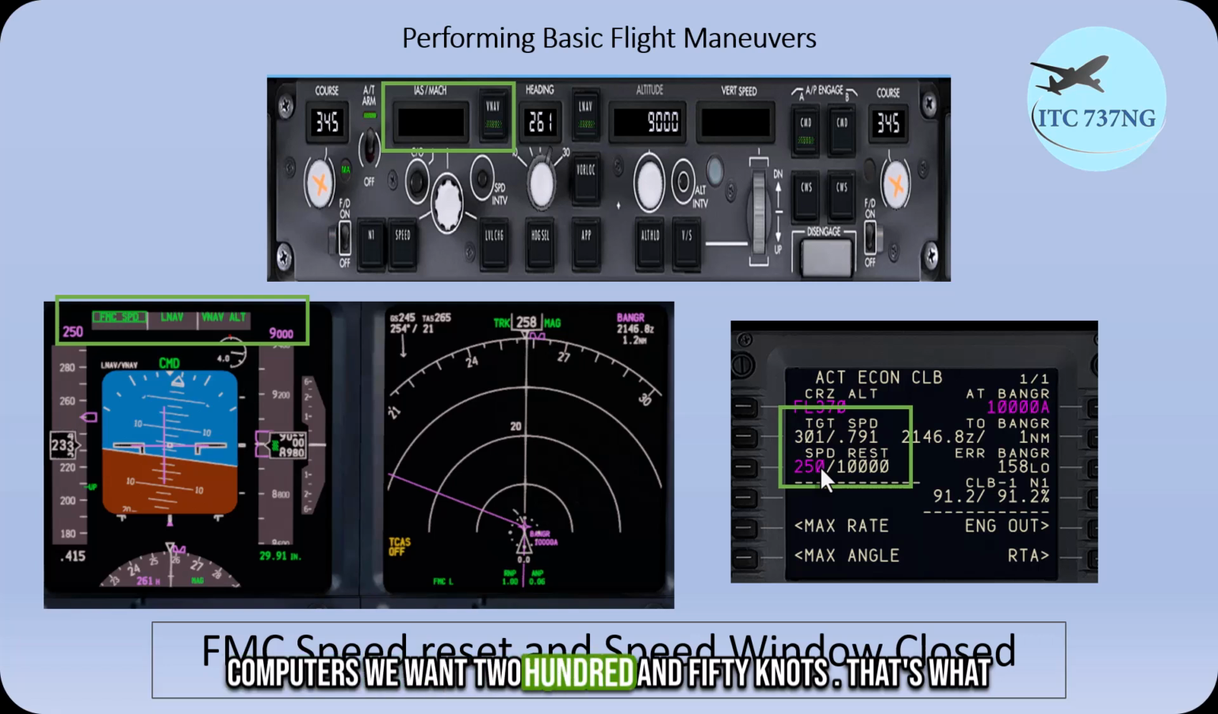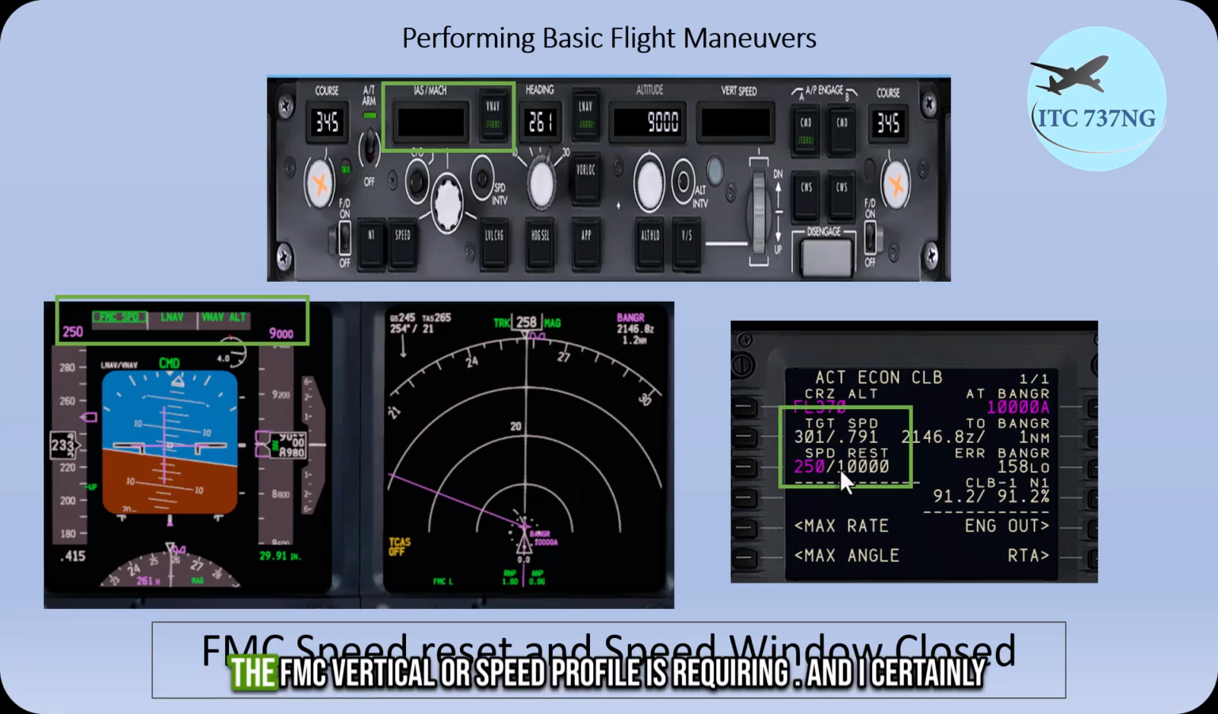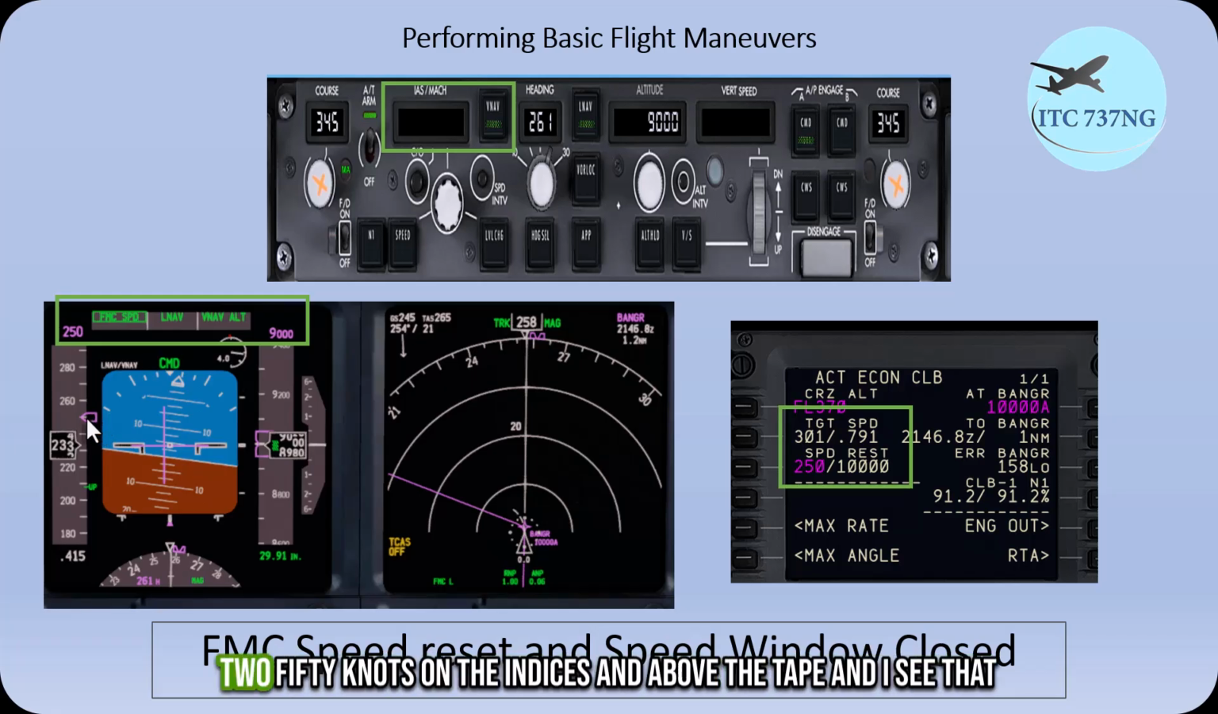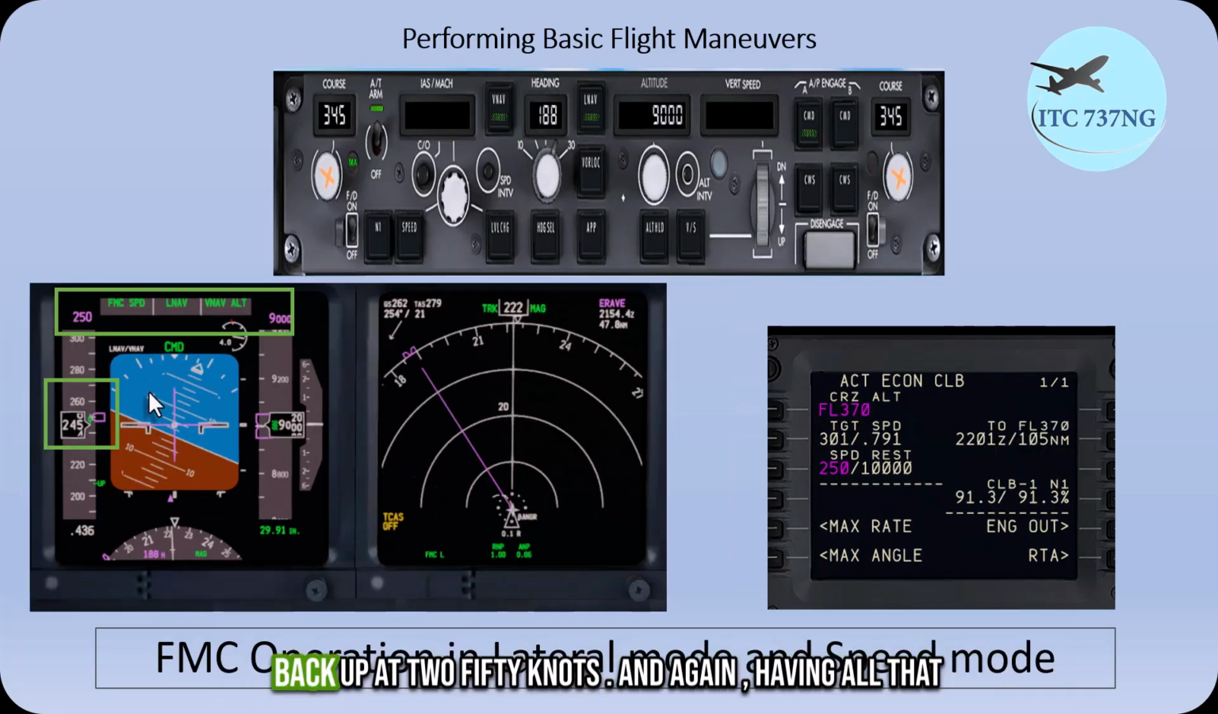We want 250 knots. That's what the FMC vertical or speed profile is requiring. And I certainly see that the speed bug has moved to 250 knots on the indice and above the tape. And I see that I have gone back to FMC speed mode. And here notice that we're back up at 250 knots, and again having all that confirmed in our FMA.